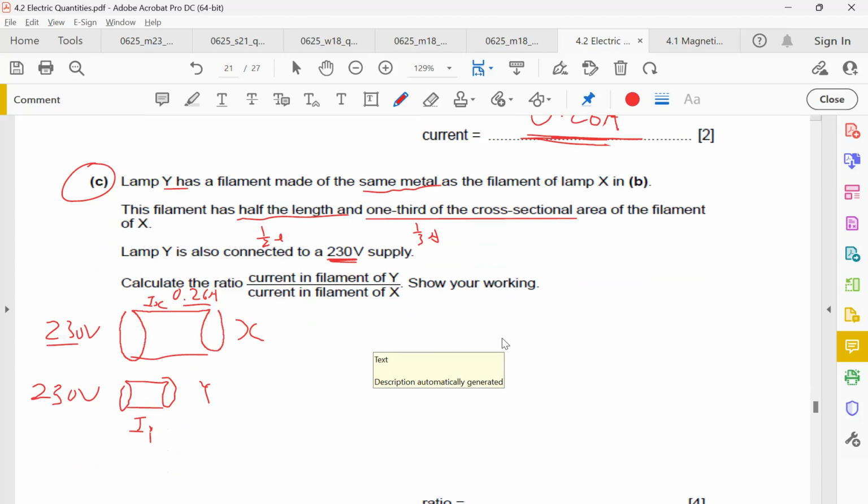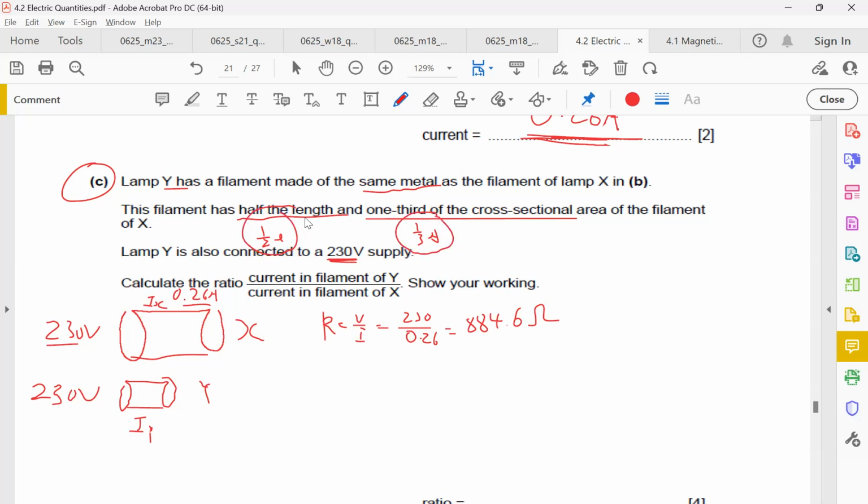It's resistance, right? From here, I can find the resistance is equal to V over I, which in this case will be 230 divided by 0.26. Find me the resistance for this one first. 884.615. The first one is 884. Right. And with this information here, half the length and 1/3 of the area.